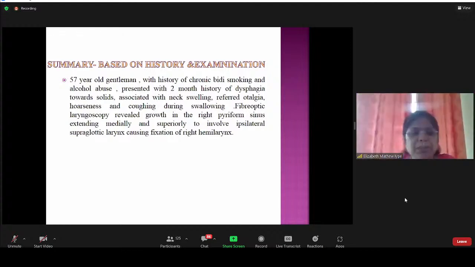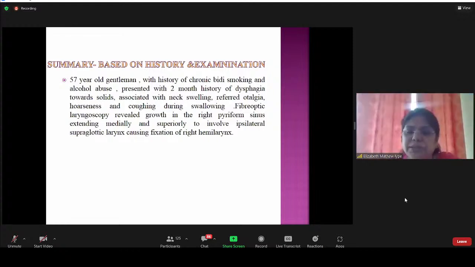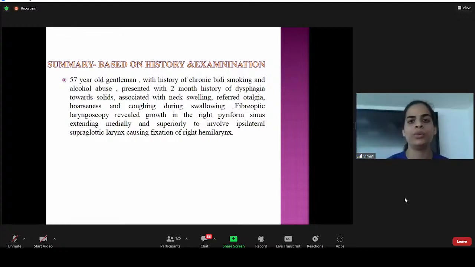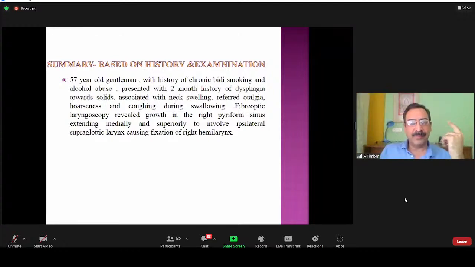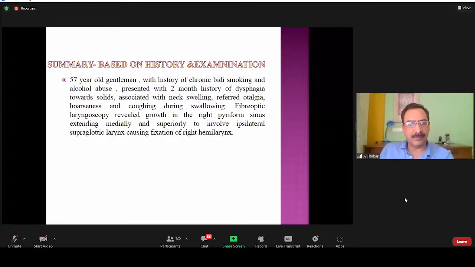And in your summary, there is no mention of the neck swelling. You were describing the neck swelling. Ma'am, I have mentioned it, dysphagia and associated with neck swelling, referred otalgia. Sorry. Okay, there are no enlarged neck nodes? No, ma'am, there are no enlarged neck nodes palpable. And the crepitus is okay? Yes, the laryngeal crepitus is present, yes. So, can I ask one question?